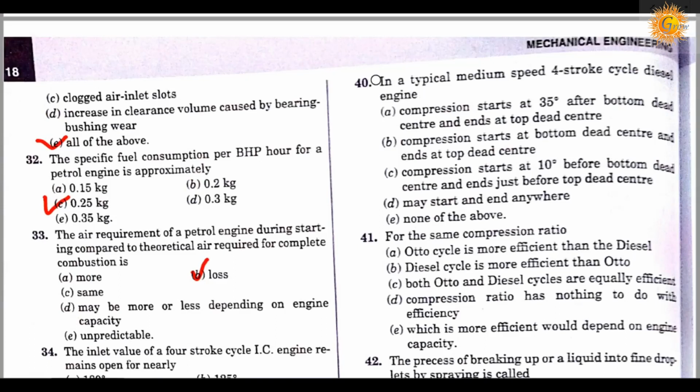Question number 40. In a typical medium speed 4-stroke cycle diesel engine, option A, compression starts at 35 degrees after bottom dead center and ends at top dead center. Option B, compression starts at bottom dead center and ends at top dead center. Option C, compression starts at 10 degrees before bottom dead center and ends just before top dead center. Option D, may start and end anywhere. Option E, none of the above.